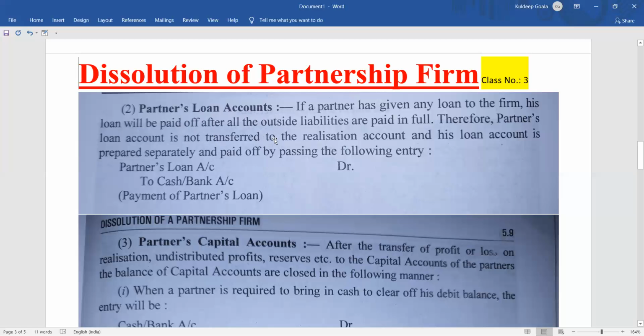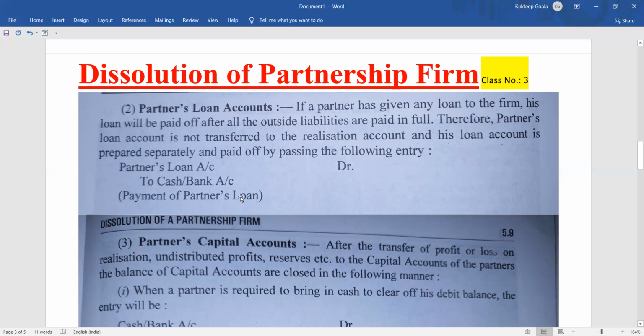So partners' loan, that is, if a partner has given a loan to the firm, what will be the entry? If a partner has given any loan to the firm, in this case we have to either pay him directly, or sometimes we can pay him through his capital account also. Generally there are two situations given. One is where the amount of money is transferred to the capital account. It will be mentioned in the question, so accordingly we will do.